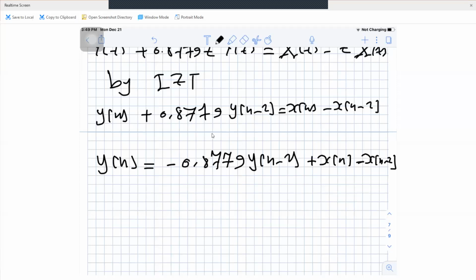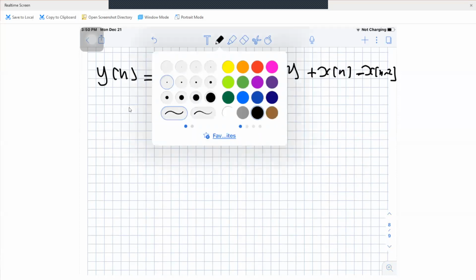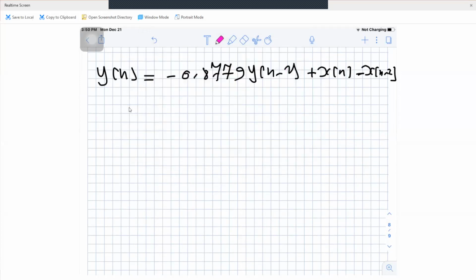Now, the final stage for this example will be the realization. I mean, converting the difference equation into delays and addition and subtraction operations. Now, please look at the difference equation. I'm going to construct the realization diagram based on the difference equation. To do so, first of all, we have to specify the input and output of the system.